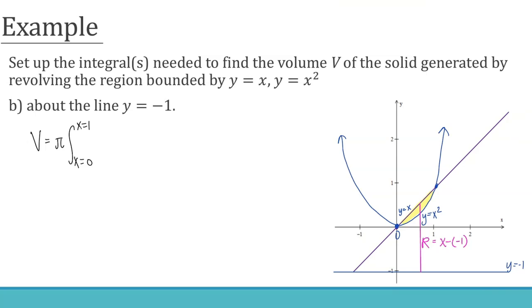And then to find the smaller radius, we start from the axis of rotation, we go to the closer function for the region, and that's going to be x squared. So little r, the little radius that we're going to carve out, is top minus bottom, so we have x squared minus -1 again. So x squared plus 1.